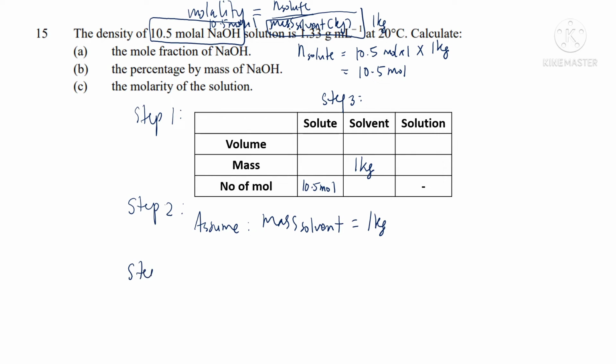Then in step number 4, we write out the formula of what we want to find. We want to find molality. So the formula for molality is equal to moles of solute divided by volume of solution in liter.